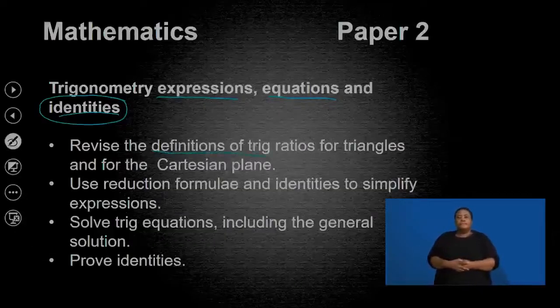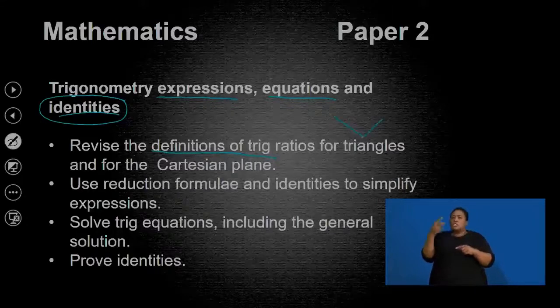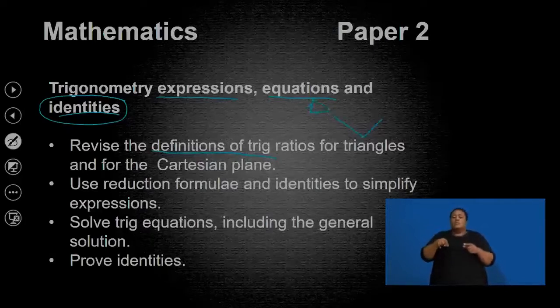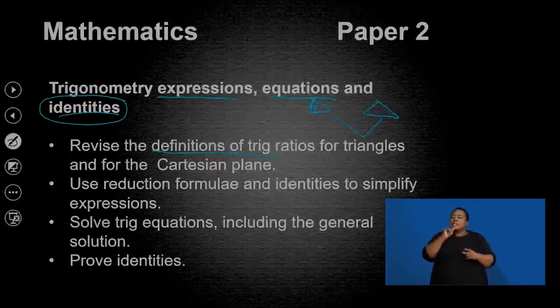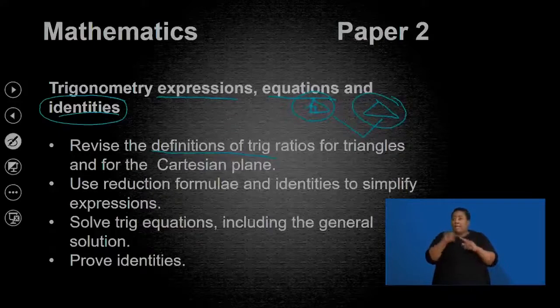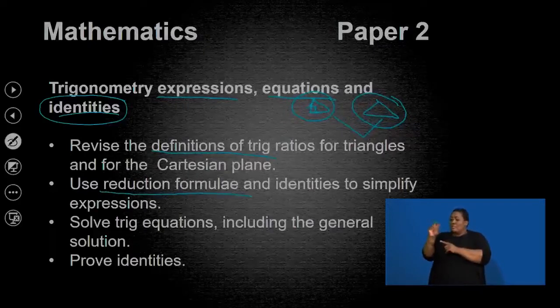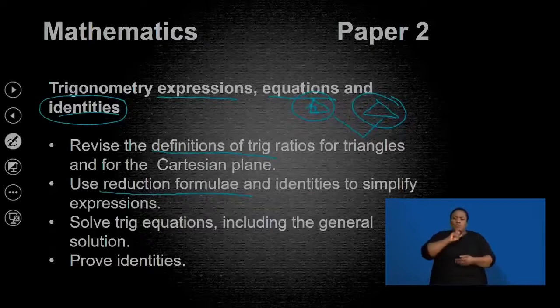You need to revise the definitions of the ratios for triangles and the Cartesian plane. The two triangles will be when it is a right-angled triangle and when it is a non-right-angled triangle. You know that with a right-angled triangle, I can use my ratios, I can use the theorem of Pythagoras. With the non-right-angled triangles, I use the rules like your area rule, sine rule, and cosine rule. Also use your reduction formulae and identities to simplify expressions.